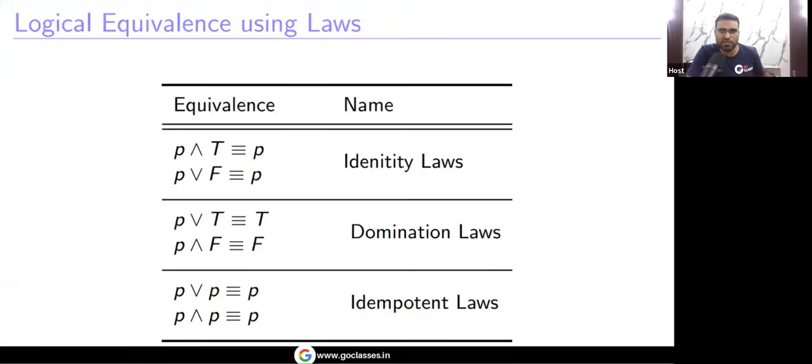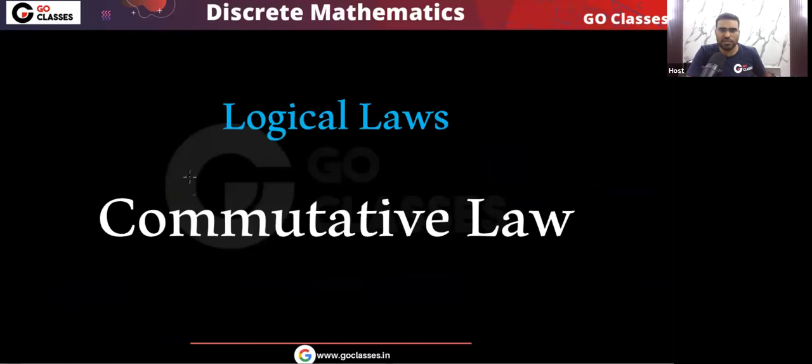All these rules we have seen, you can check it out. The names are not important, don't worry about the names. Now let's see the next rule, that is commutative law. This name is actually important: commutative. So let's see what this commutative law is.